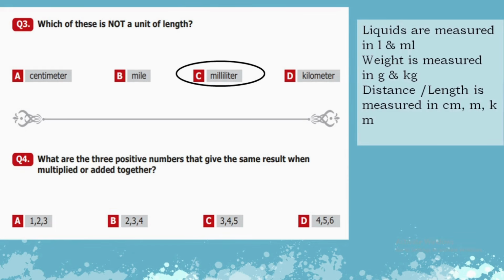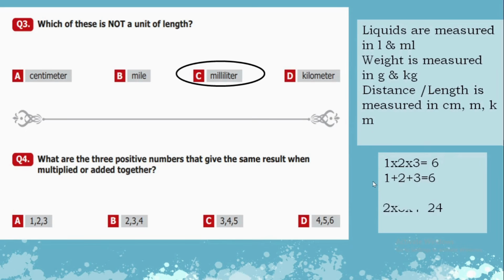Question number 4. What are the 3 positive numbers that give the same result when multiplied or added together? For that purpose, we have to multiply our 3 numbers and then add them as well, and we will check the answer, which is our correct option. Here, if I take option A and multiply the digits, 1 2s are 2, 2 3s are 6, and now I'm going to add them as well. 1 plus 2 plus 3 is 6, so I think it's A.